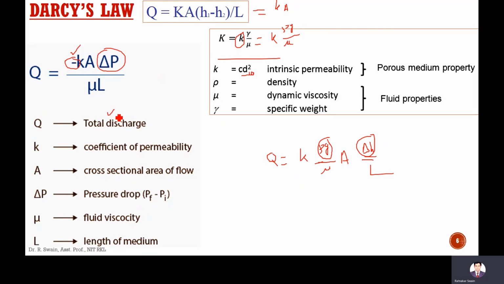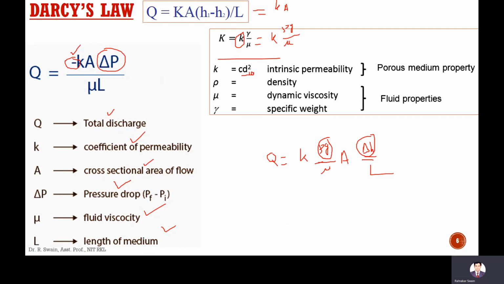Q is the total discharge. The small k is intrinsic permeability, or you can simply say coefficient of permeability. Coefficient of permeability means it is small k, not the hydraulic conductivity. A is the cross-sectional area of the flow. The pressure drop, rho g delta H, is delta P, and mu is the coefficient of dynamic viscosity. L is the length of the medium, this porous soil medium.